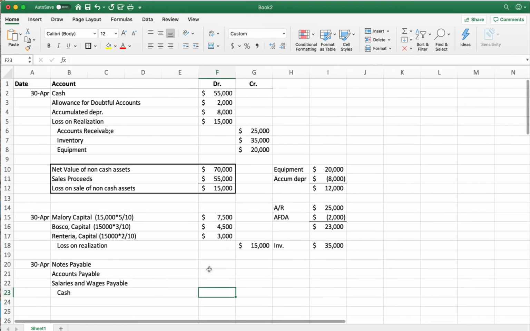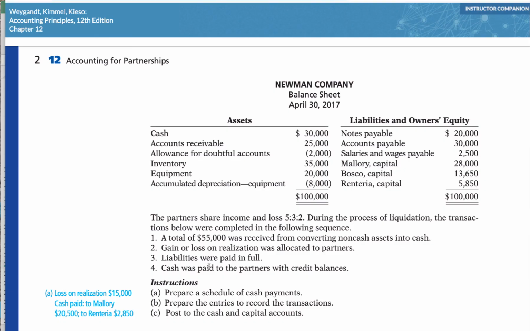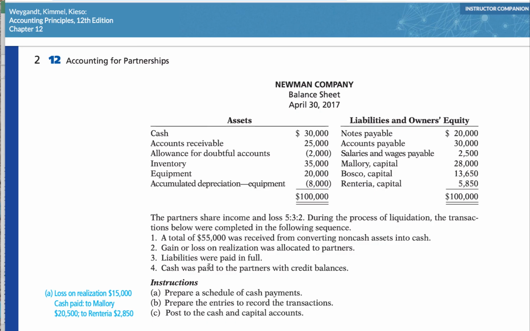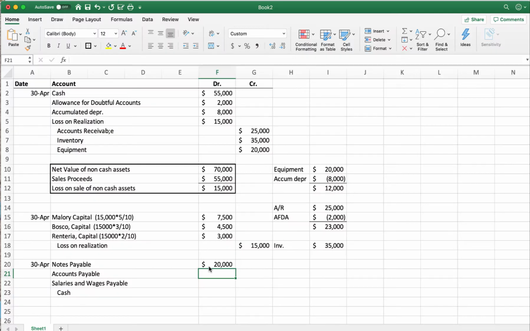So, super easy. What are my notes? Well, they're on the books for 20 grand. I got to get them off the books for 20 grand, right? I'm paying that note payable off. So I need to debit notes payable for $20,000. Same thing with accounts payable. I owe suppliers $30,000. I'm paying them cash. I need to decrease my accounts payable. Accounts payable is a liability. Decrease it with a debit.